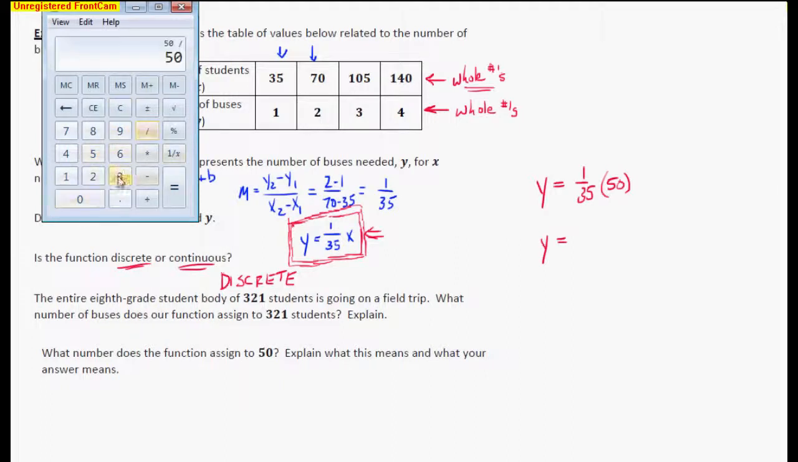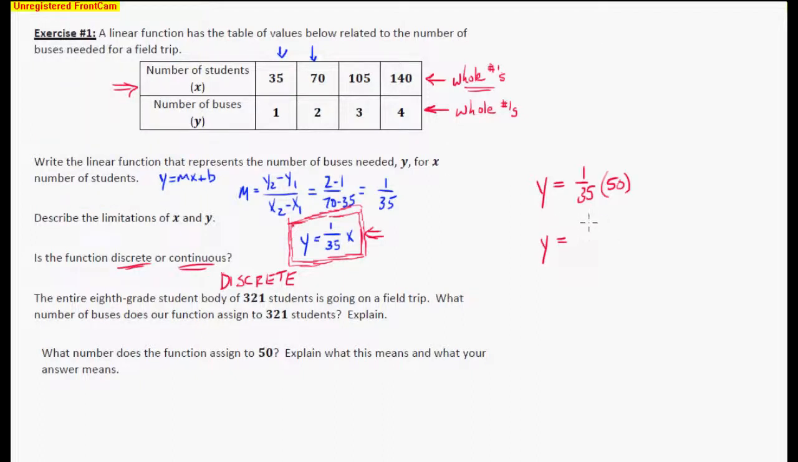50 divided by 35, and that's 1.4. Okay, but of course I can't do 1.4. All right, I can't take 1.4 buses. That means I need 2 buses total. Okay, and so there you have it.